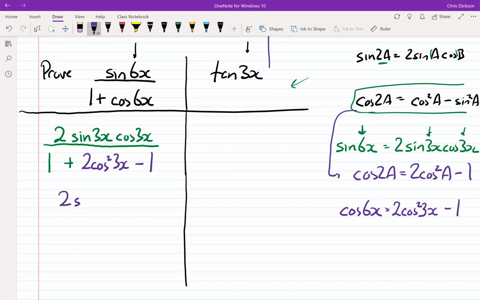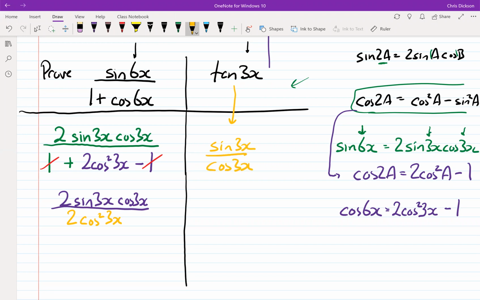So 2 sine 3x cos 3x all over. Now the ones are going to cancel. And now down here, downstairs, I'm going to get 2 cos squared 3x. Now remember, I'm trying to go to tan 3x. So what I might do here, let's turn the tan into sine 3x over cos 3x, just to sort of see where I'm trying to get to here. So it looks like I'm pretty much there. I just got to get rid of a few things.